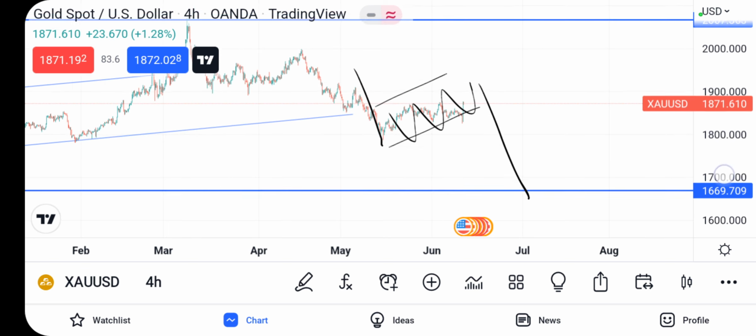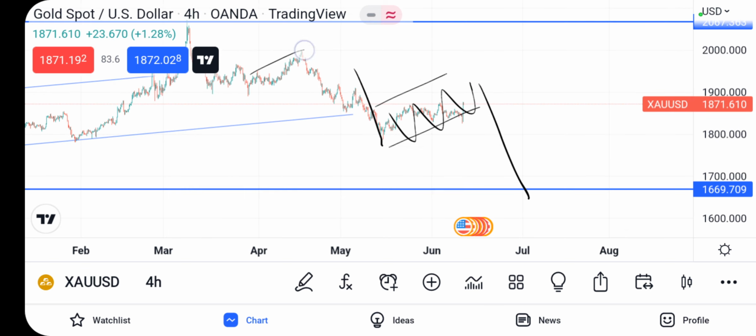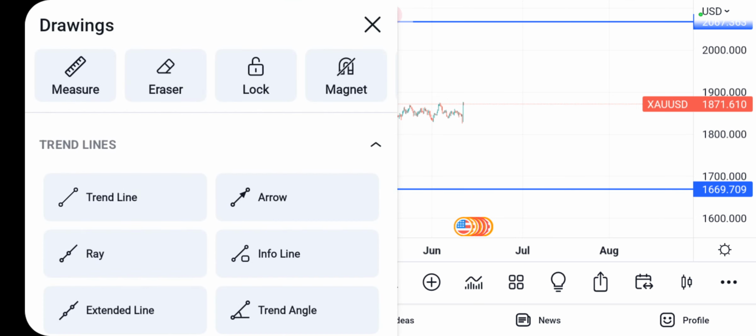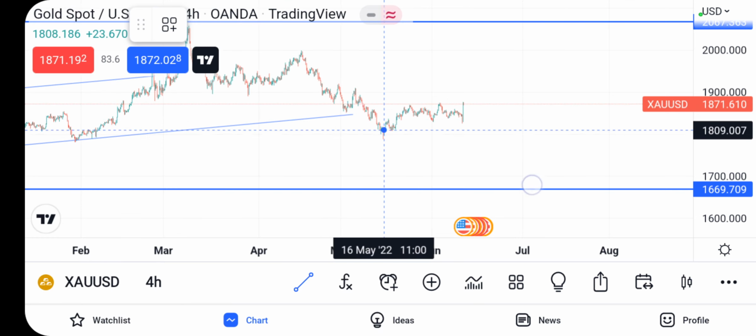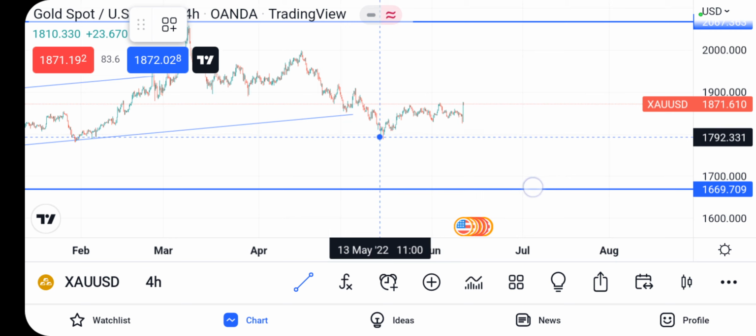If you don't understand what I'm trying to say, you can see that even here the market was in an ascending channel to push the market to the downside. That's the very same thing that's happening here: an ascending channel to push the market to the downside. So we need to get the entry there. Let me just put a trend line so that some of you will understand what I'm trying to do here.